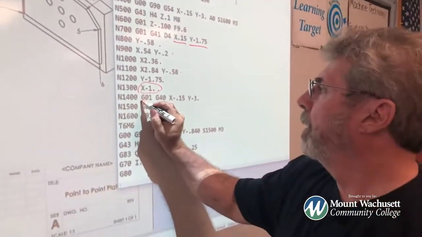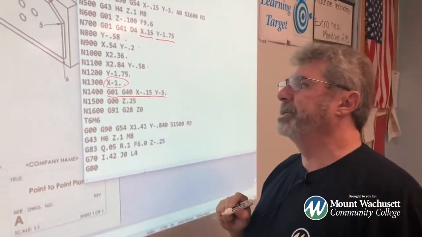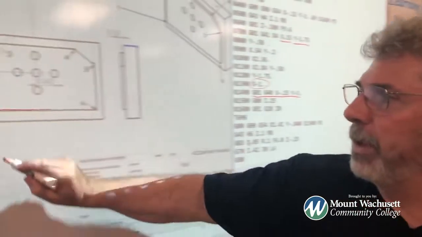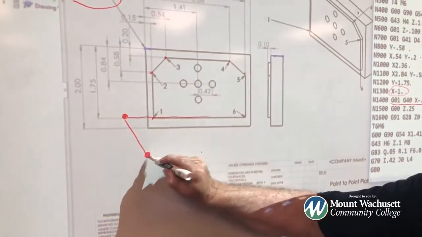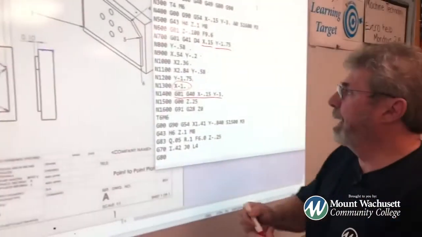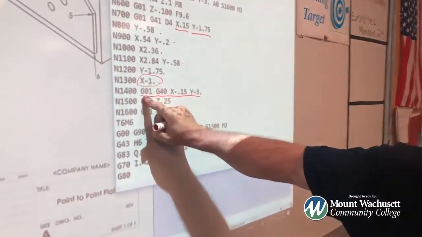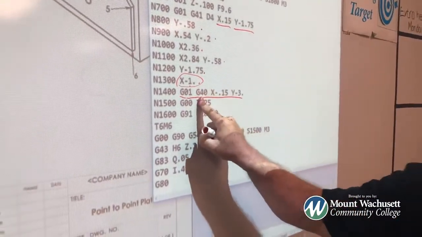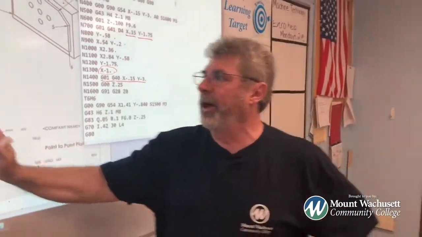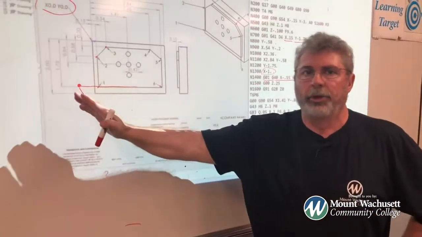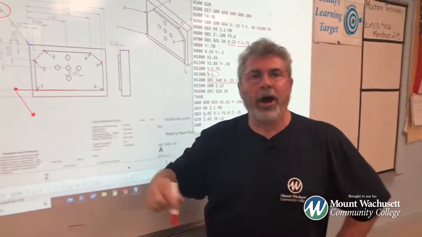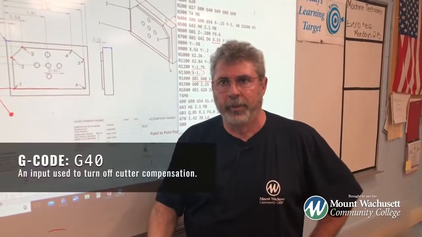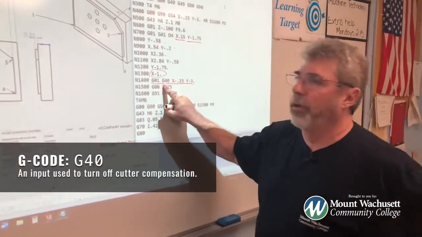Now, I always like to start and stop in the same spot. So that means it's going to come right back to where it started and stopped. And that point right here, I said cut in a straight line. What G40 says now is we told it to cut on the left side of the line with G41. Now as it's coming back, you're going to shut off what they call cutter compensation. And that's what G40 is.